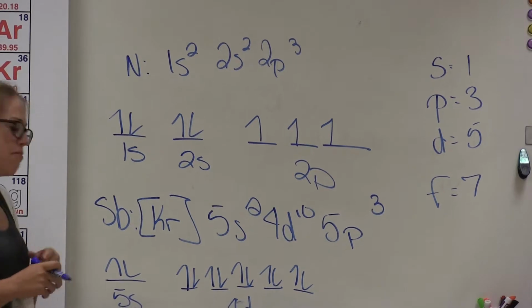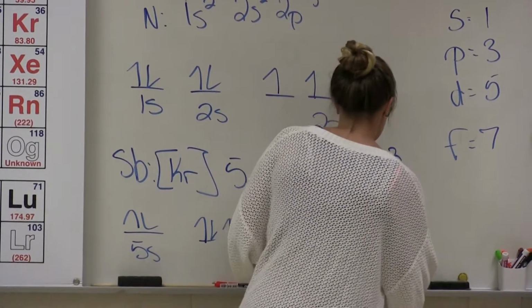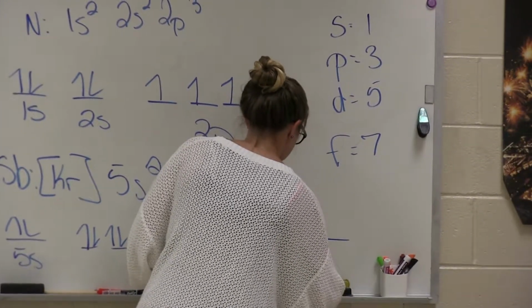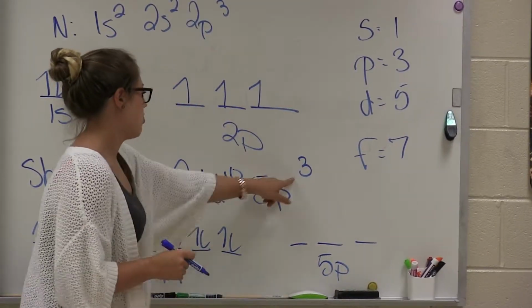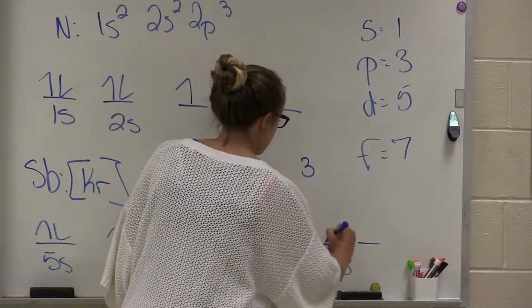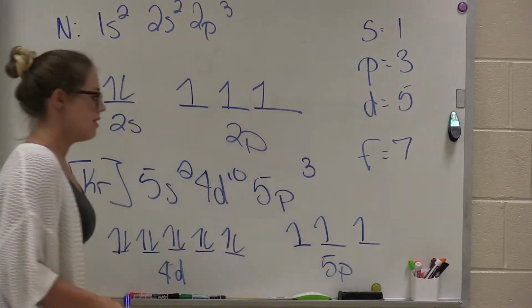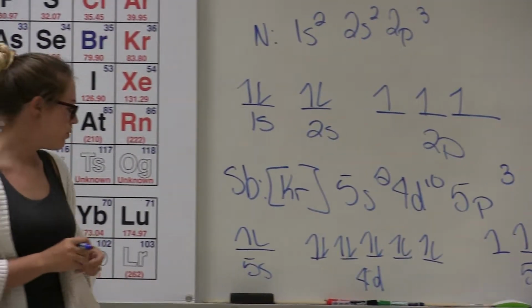And then we're going to go to the 5p, which has 3 orbitals. So 1, 2, 3. And in the 5p, we've got 3 electrons. So we're going to fill up. We don't have any more to come back around. So that's going to be the completed orbital diagram for antimony.